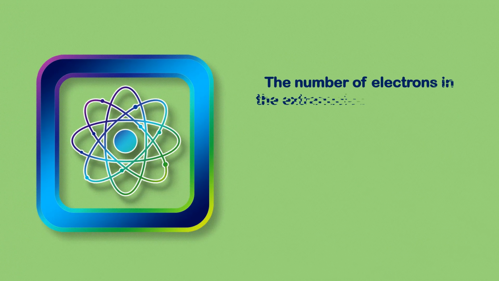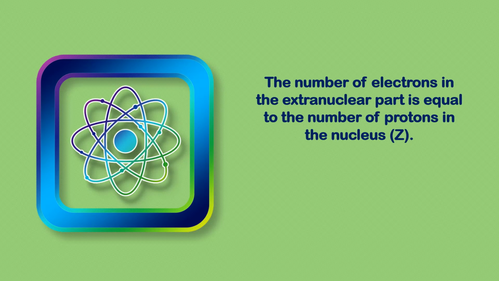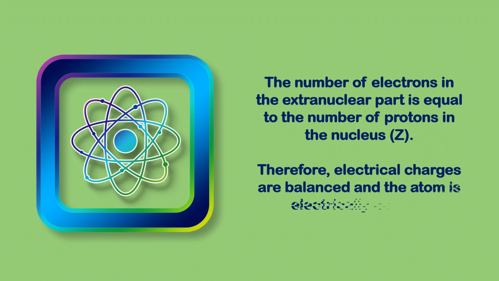The number of electrons in the extranuclear part is equal to the number of protons in the nucleus. Same number of protons in the nucleus, same number of electrons in the shells going round the nucleus. Therefore, electrical charges are balanced. Positive and negative are balanced, and the whole atom becomes electrically neutral, meaning it has no charge.